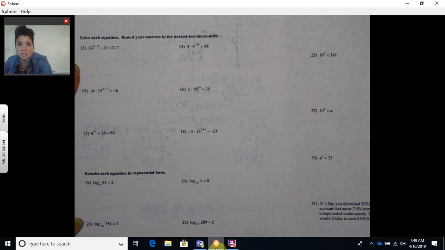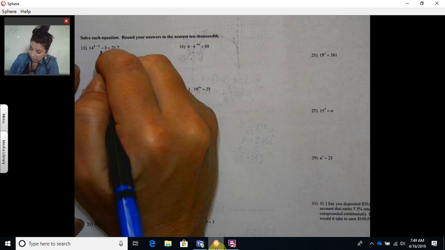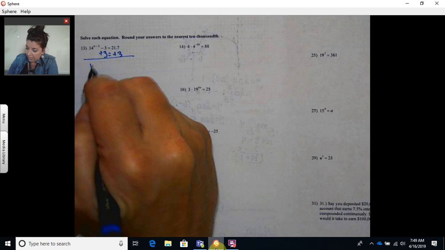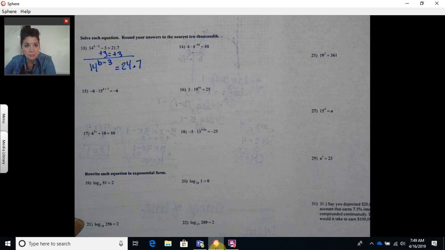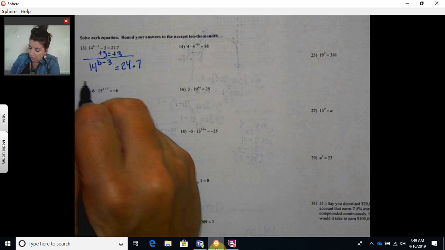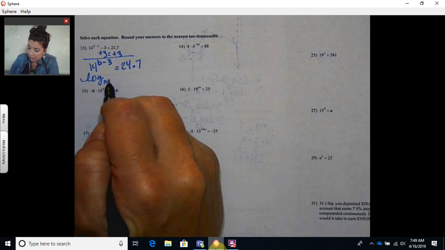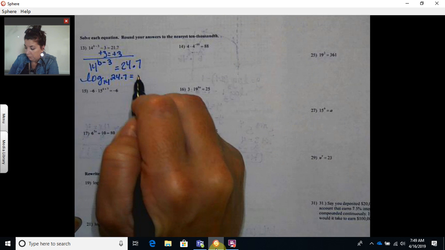So on 13, what would we need to do to get it in exponential form? Add 3. So 14 raised to the b minus 3 equals 24.7. Are we going to be able to write both sides with the same base? No. So we will convert it to a logarithm. Got to make sure you convert it correctly. So that would be log base 14 of 24.7 equals b minus 3.